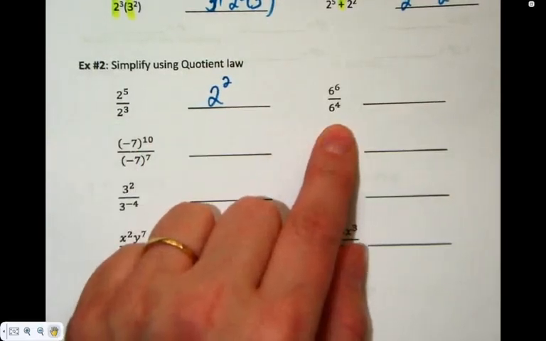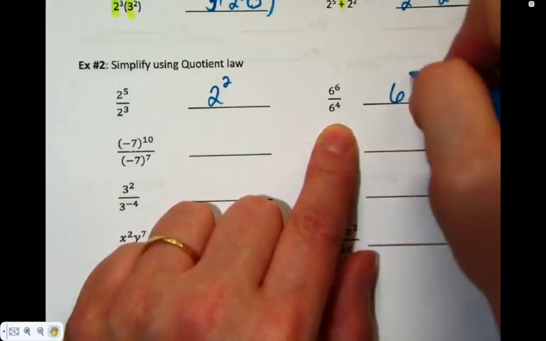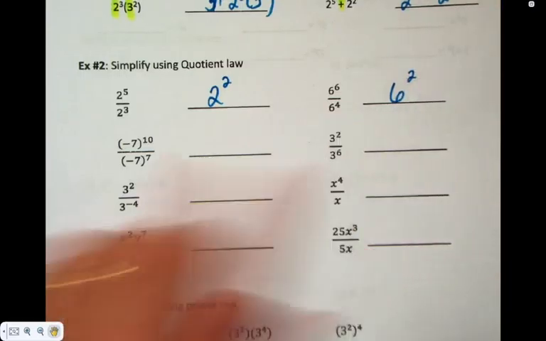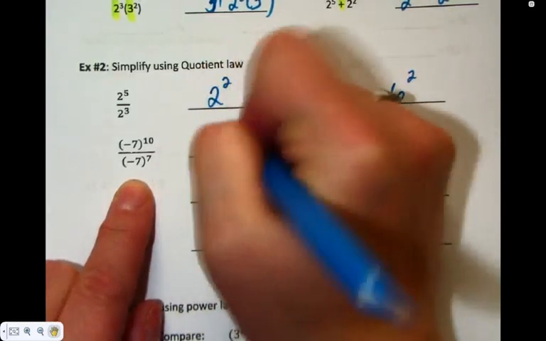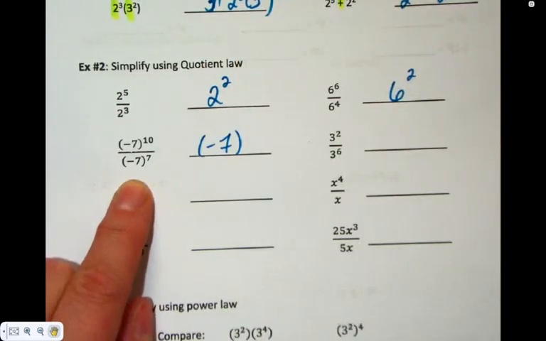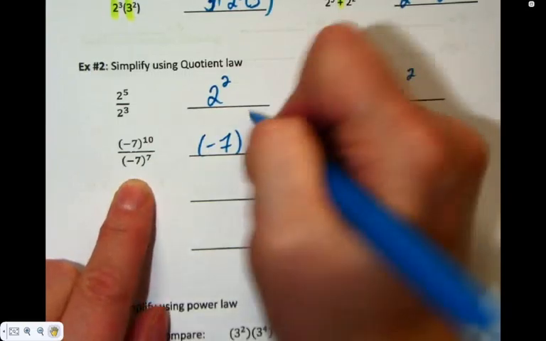6 to the 6 divided by 6 to the 4. I'm going to keep the 6. I'm just going to subtract the exponents. What's 6 minus 4? Negative 7 to the 10 divided by negative 7 to the 7. Well, first of all, there's brackets, so we know we need to keep those. Then on the outside, the new exponent is going to become 3.